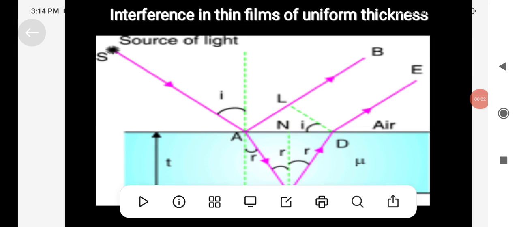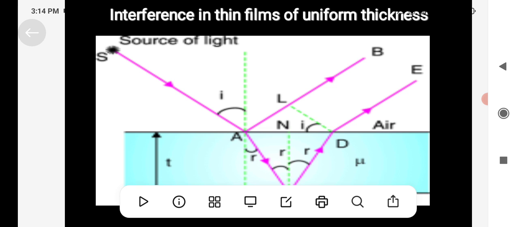Good morning friends. Today we are going to see interference in thin film of uniform thickness. So thin film, the film thickness is of the order of few angstrom. It's called thin film. Then uniform thickness means having constant thickness. It's called uniform thickness. And interference pattern, alternate bright and dark bands are produced. That is called interference. Okay.